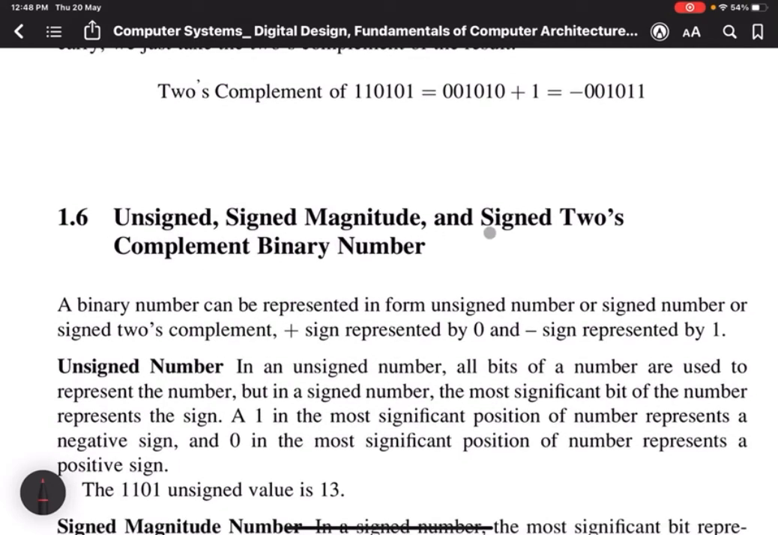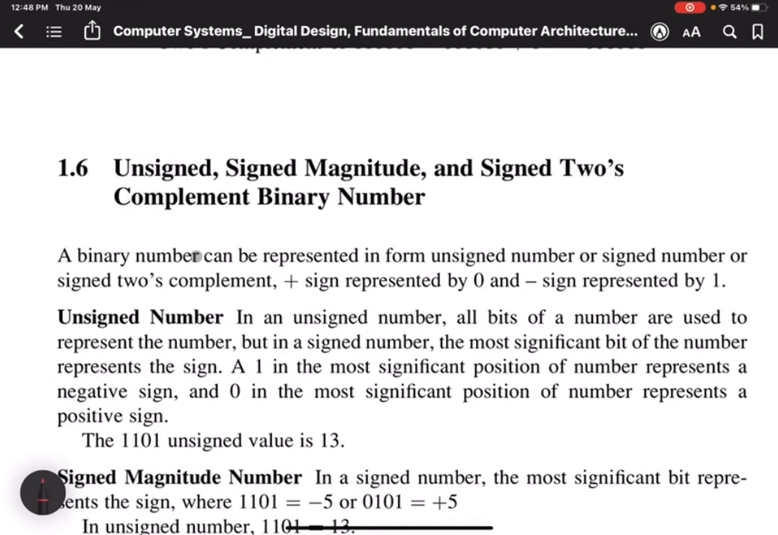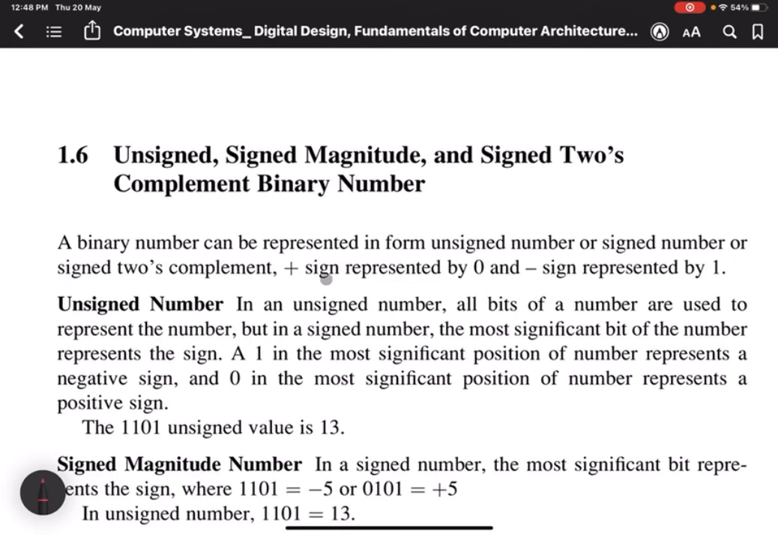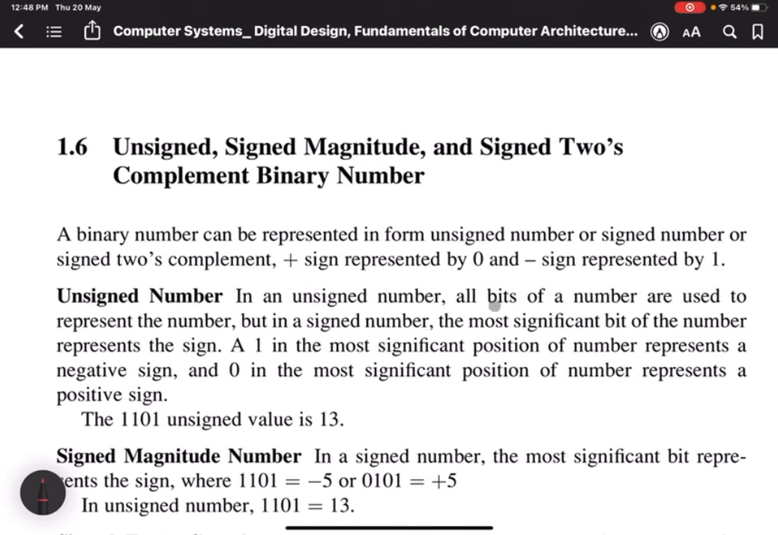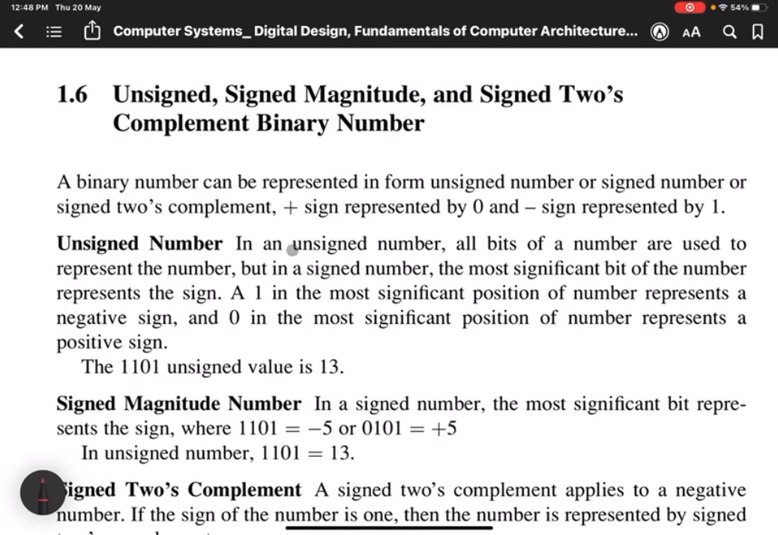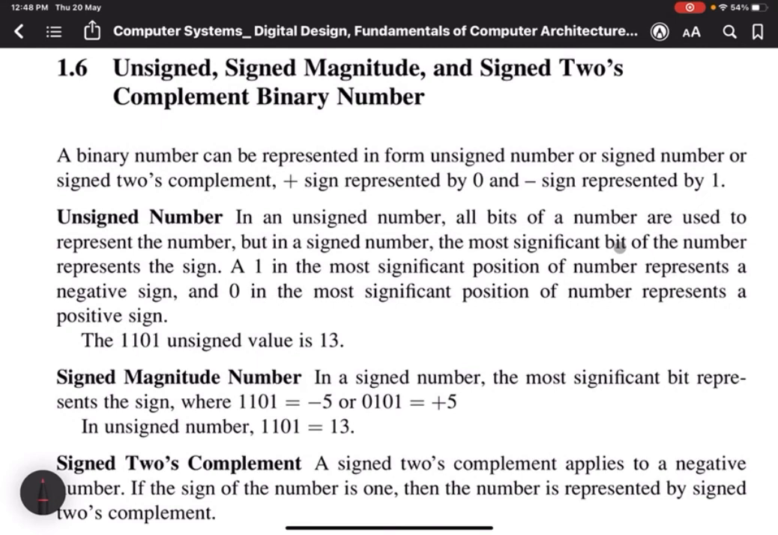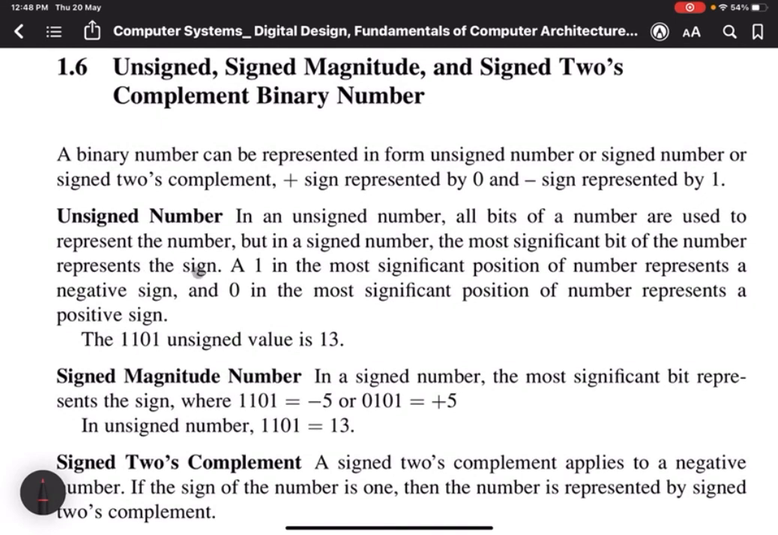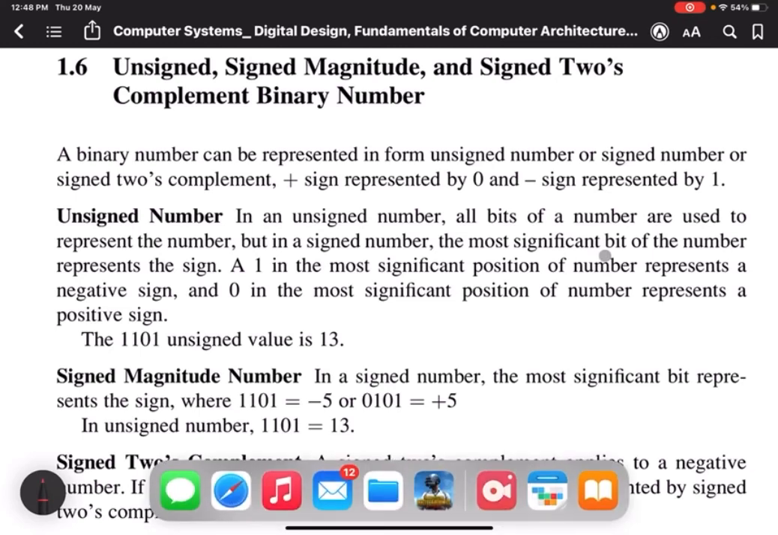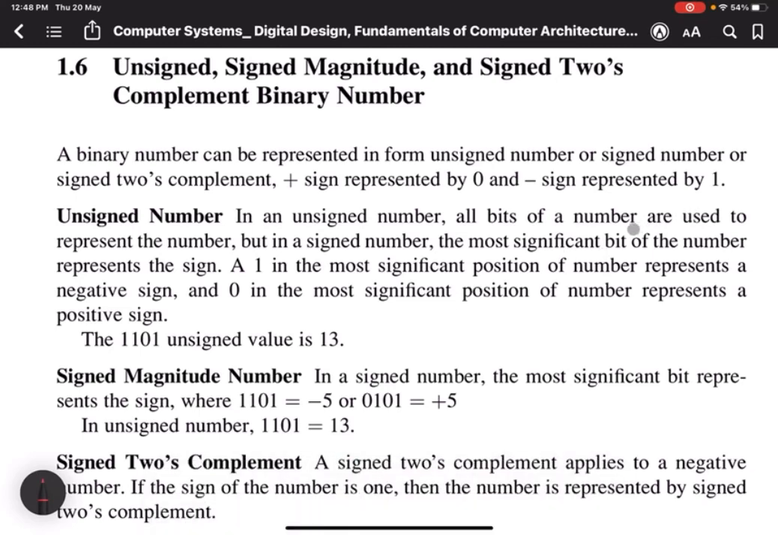Unsigned, signed magnitude, and signed 2's complement binary number. A binary number can be represented in the form of an unsigned number, a signed number, or signed 2's complement. The plus sign is represented by 0 and the negative sign is represented by 1. In an unsigned number, all bits of the number are used to represent the number, but in a signed number, the most significant bit represents the sign. Ano yung significant bit? Yung nasa dulo, yung kauna-unahan. So yung most significant bit, yun ang ating MSB.